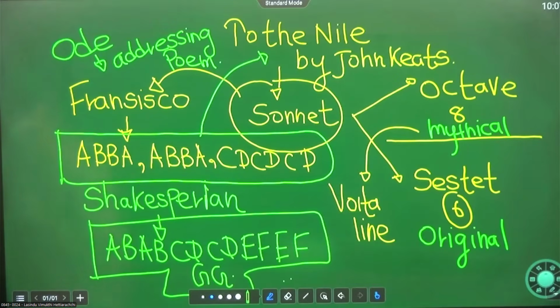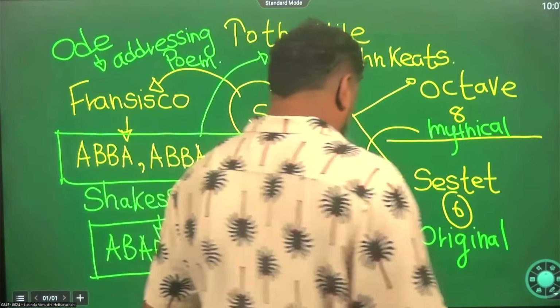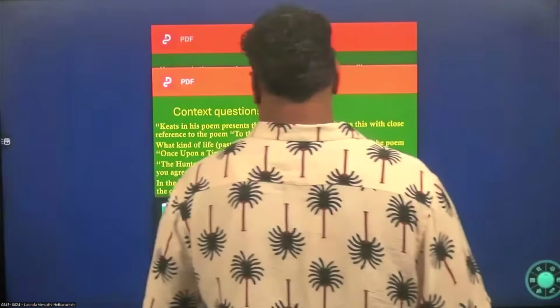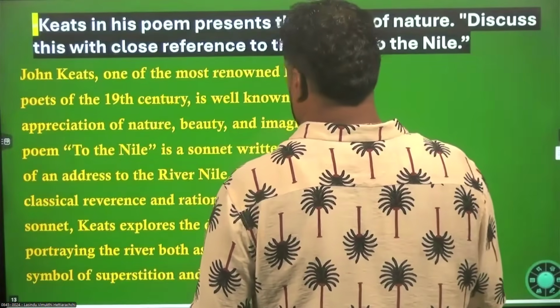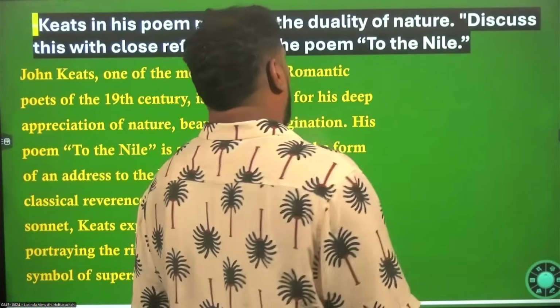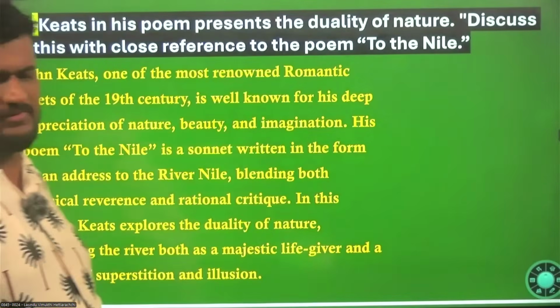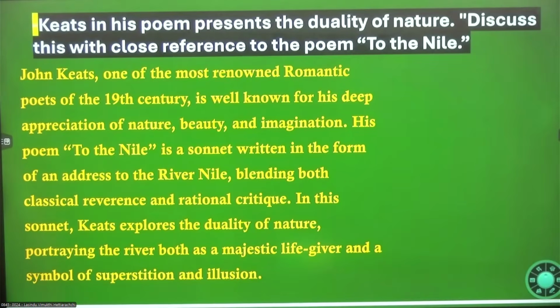So let's start to write the answer. What is the first aspect that we have to come across here? We will start with the explanation. First and foremost, we are going to explain about the poet. This is the question that they have given to us. You can start writing. Take your books and start to write.